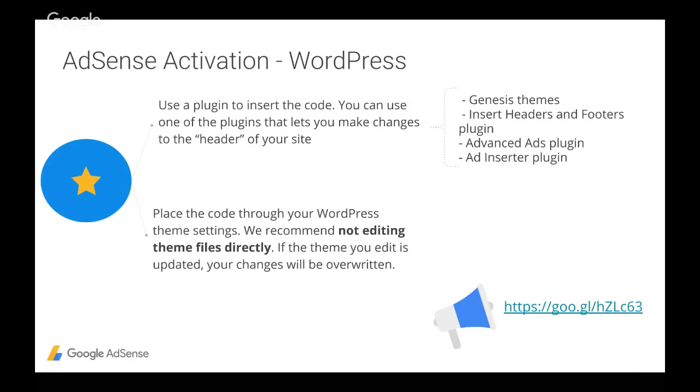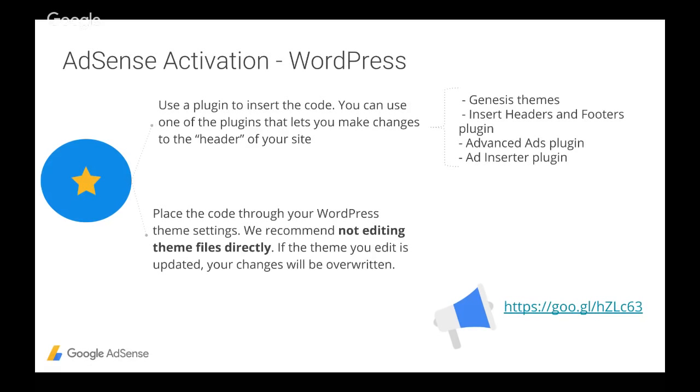So Genesis Themes is one of the larger themes on WordPress, and they have some built-in functionality to get the code on the site. But then there's also plugins such as the Insert Headers and Footers plugin, the Advanced Ads plugin, and the Ad Inserter plugin.